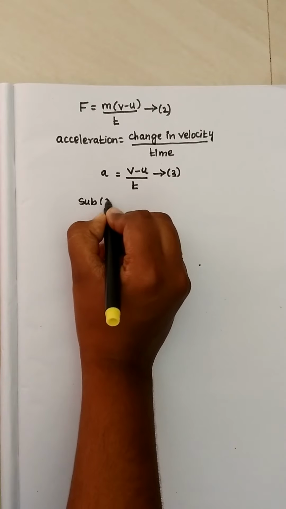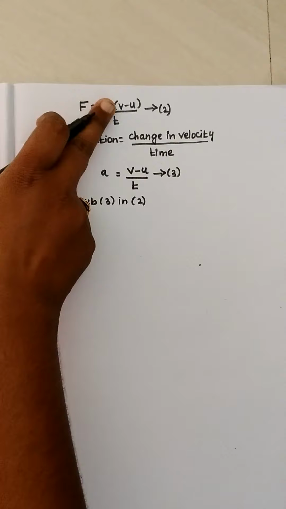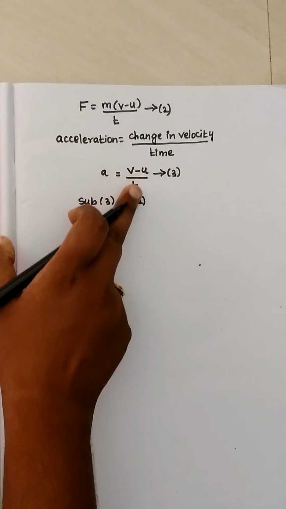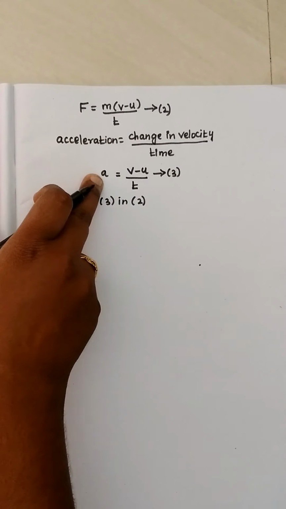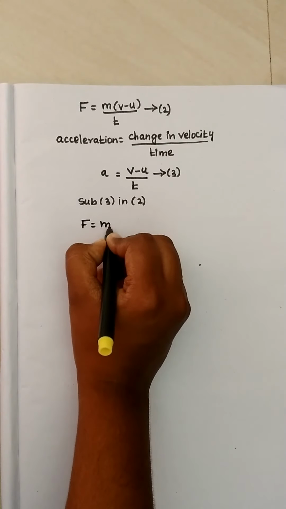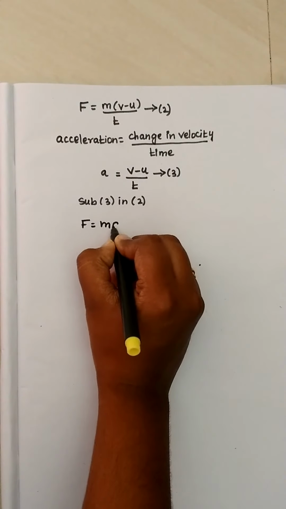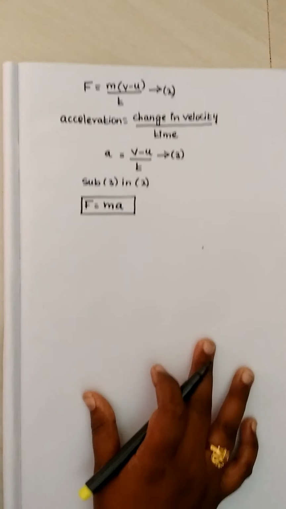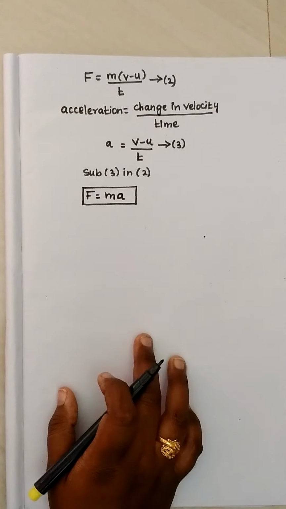Now substitute third equation in second equation. So second equation la enna irukku? v minus u by t. Third equation liyum we are having v minus u by t. So v minus u by t ku badala we can write as a. Okay, appo equation 2 eppadi varum? F is equal to m into v minus u by t, that I am writing as a. From this force formula is mass into acceleration. Okay, so F is force, m is mass and a is acceleration.